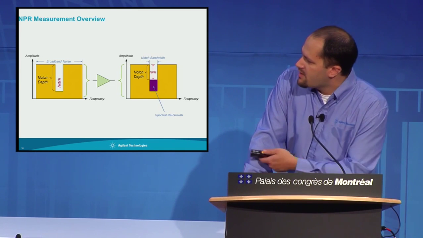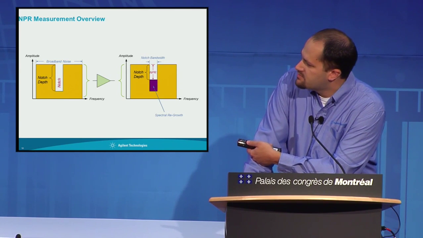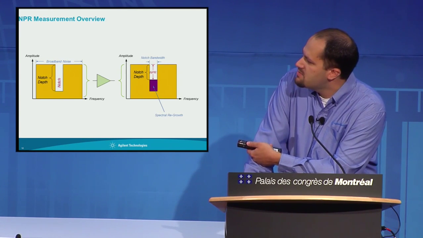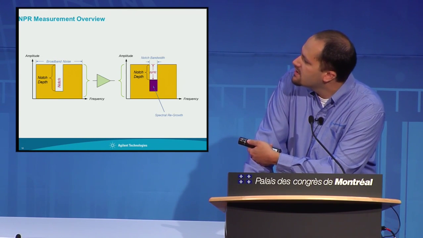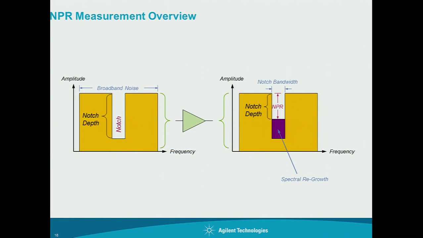So again, noise power ratio, what are we talking about? Typically you want really nicely defined channels, and then you measure the regrowth or the energy that falls into this notch here. So we have a specified bandwidth, and typically you want a lot of depth, so you insert this signal into an amplifier, and then you have some spectral regrowth component. You take the ratio of that, and essentially that's a noise power ratio.